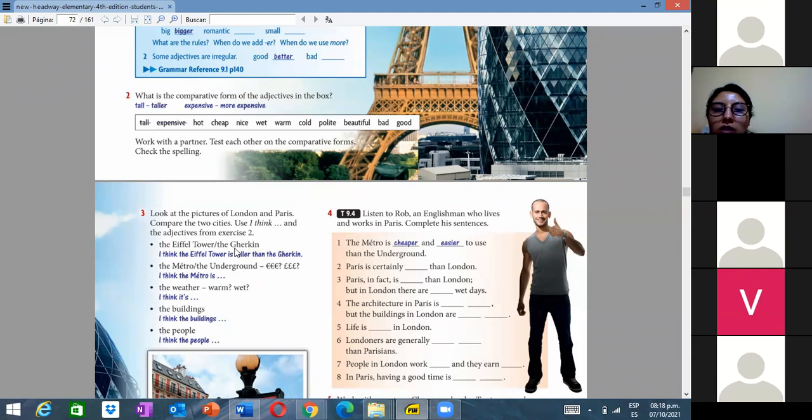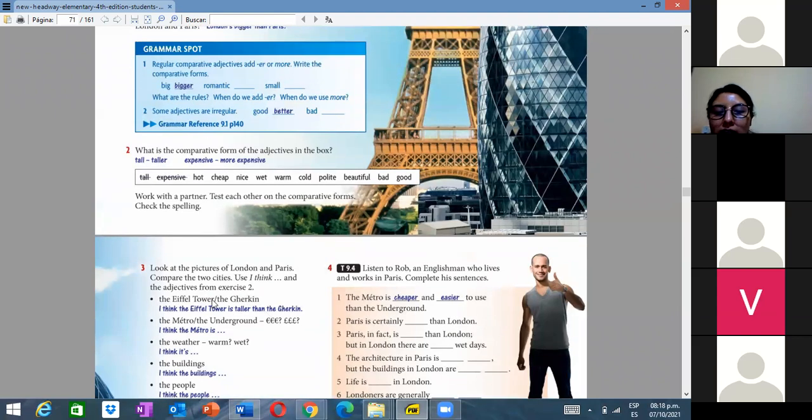Por eso estamos usando aquí el adjetivo tall, es un adjetivo de una sílaba. ¿Qué hacemos en este tipo de situaciones? Oh, I have to remember the rules, ¿no? Recordamos las reglas. Y añadimos ER en este caso porque es una sílaba pequeña, right? I think the Eiffel Tower is taller than the Grand King.